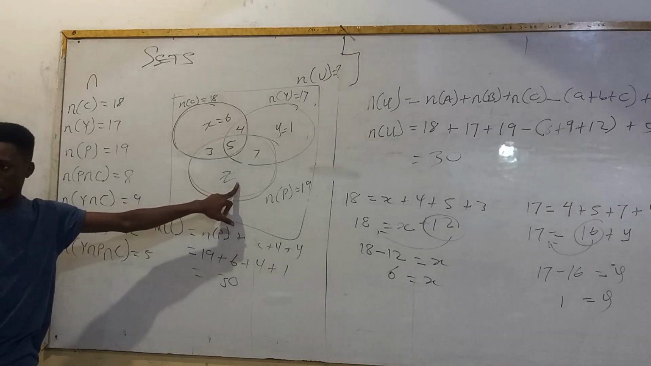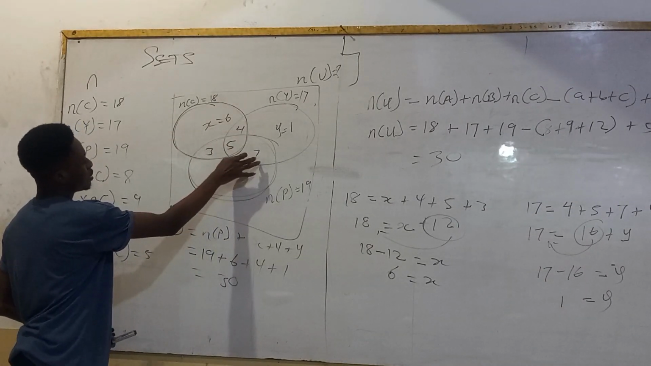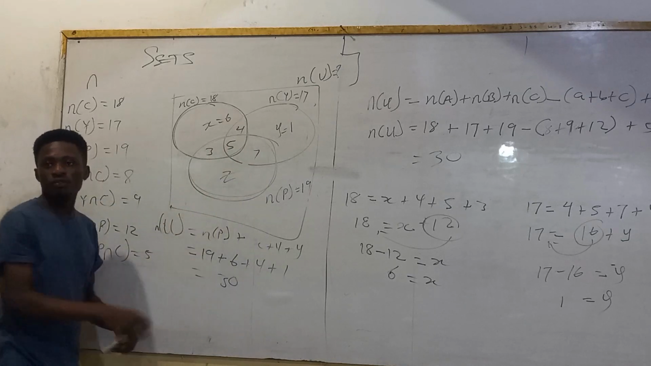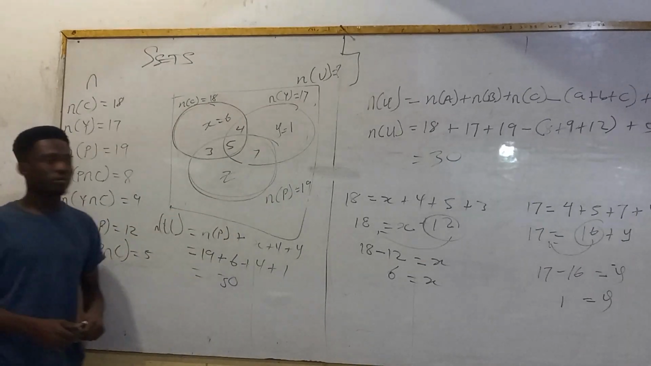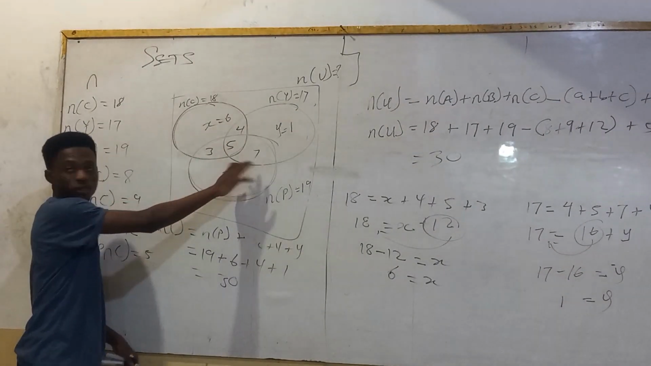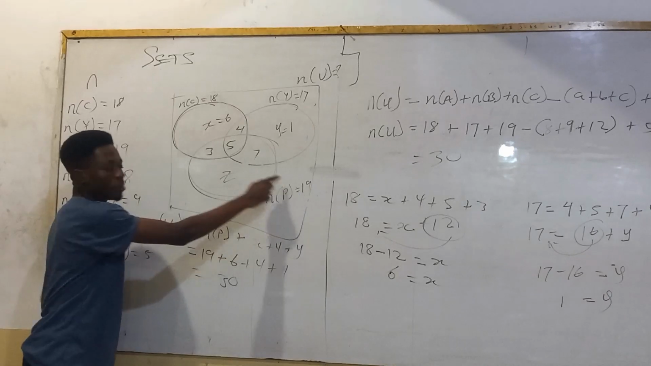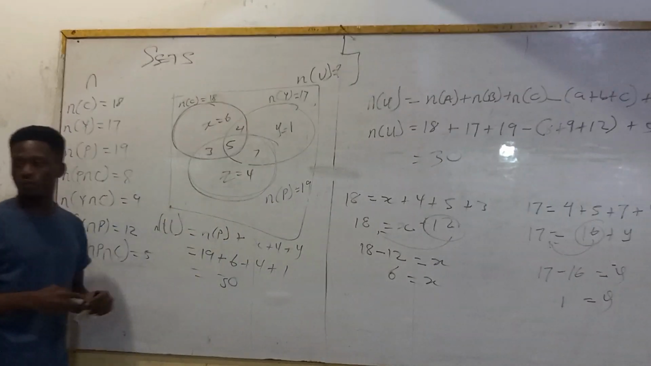Okay, let's find the z. So what is the z? Let me see. This plus this plus this. 5 plus 2 plus 5, 8 plus 7, 15. 19 minus 15 is 4, right? So now this is 4.